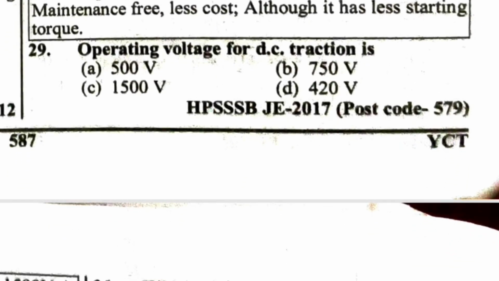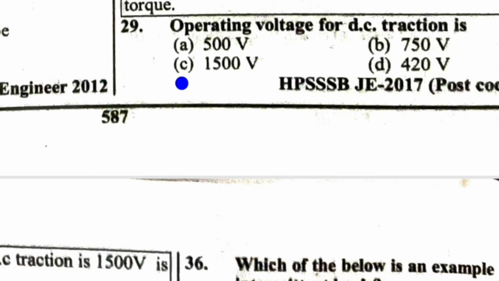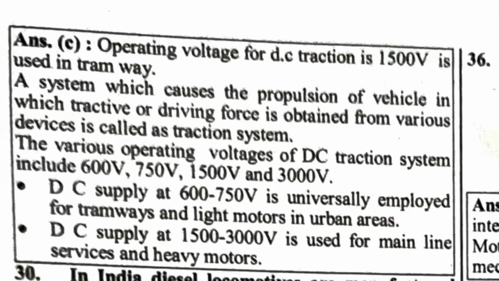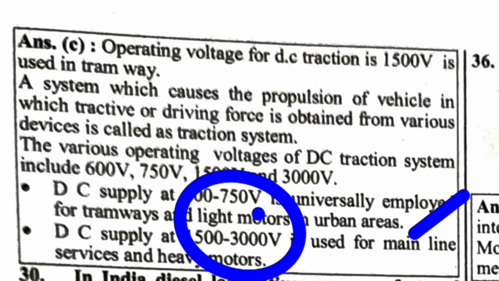Operating voltage for DC traction is, DC traction के लिए 1500 वोल्ट होता है. DC supply at 600 to 750 is universally employed for tram cars and light motors in urban areas. ठीक है. And DC supply at 1500 से 3000 used for main line service and heavy motors. ये याद रखिएगा.